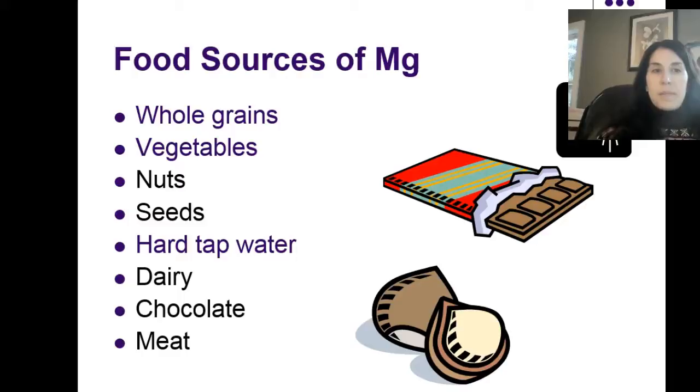Food sources of magnesium: whole grains, vegetables, nuts, seeds, chocolate, you're welcome, meat, hard tap water. I think that about covers it. I don't know if I said seeds, but seeds.